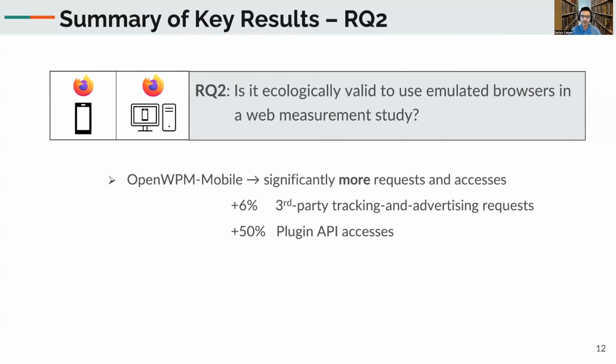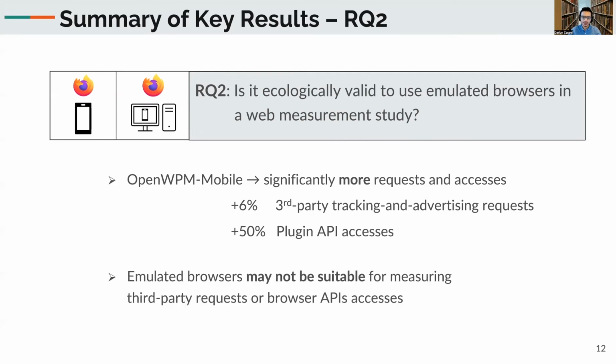In particular, we saw 6% more third-party tracking and advertising requests, as well as 50% more accesses to the plugin API, which is actually desktop specific. This, as well as additional data, allowed us to conclude that emulated browsers may not actually be suitable for web measurement studies that are attempting to measure third-party request or browser API accesses.